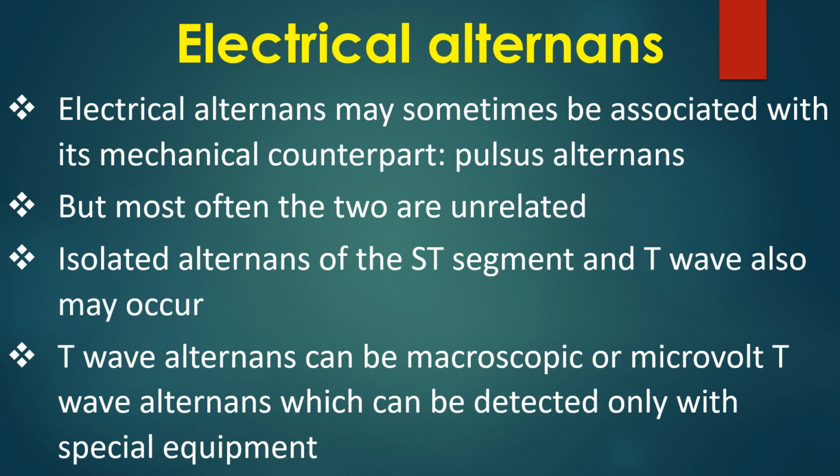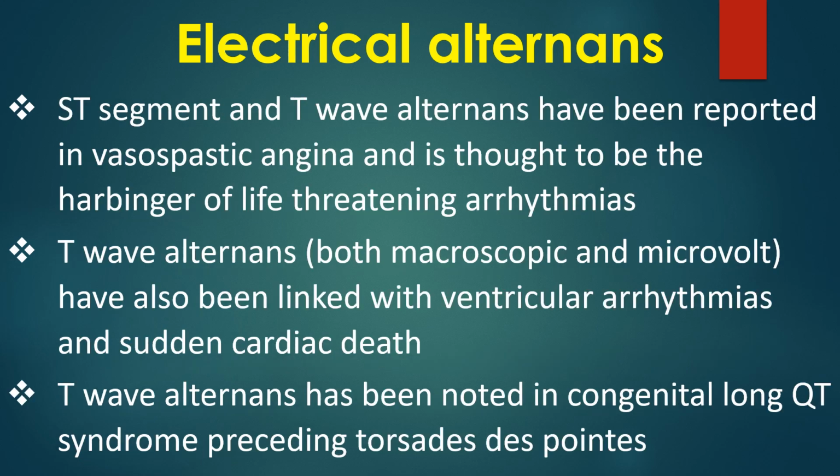Isolated alternance of the ST segment and T wave may also occur. T wave alternance can be macroscopic or microvolt T wave alternance, which can be detected only with special equipment. ST segment and T wave alternance have been reported in vasospastic angina and is thought to be the harbinger of life-threatening arrhythmias. T wave alternance, both macroscopic and microvolt, has also been linked with ventricular arrhythmias and sudden cardiac death. T wave alternance has been noted in congenital long QT syndrome preceding torsades de pointes.